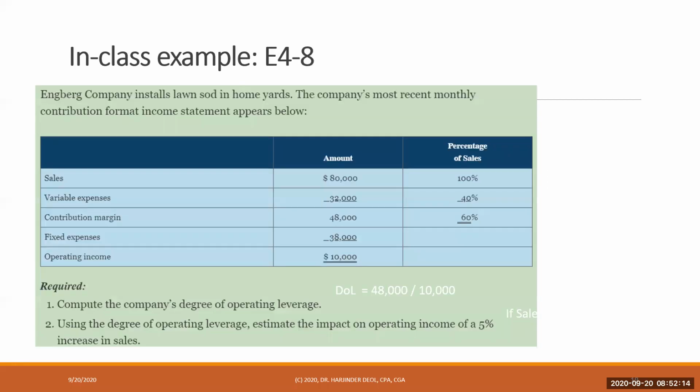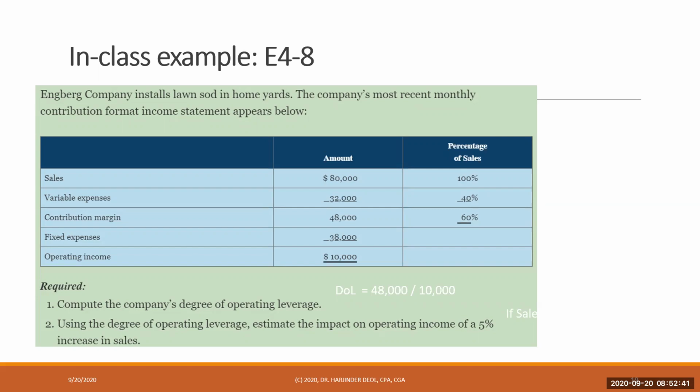Here's a look at an example. So this company installs lawn sod in home yards. You're given the most recent monthly contribution format income statement below. Sales 80,000, variable cost 32,000, give us contribution margin 48,000, fixed cost 38,000, resulted in operating income $10,000.